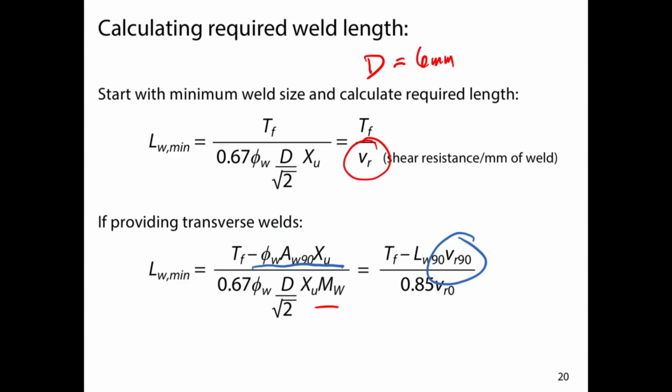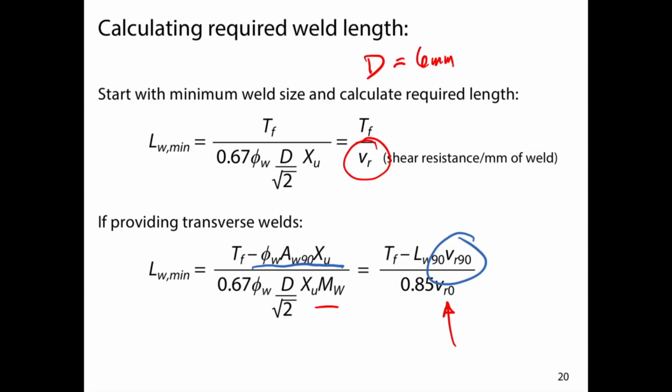If I use the little VR values, I've got a VR for the welds at 90 degrees. I've got a VR value for the welds at 0 degrees. And I can pull these from a table that I'll show you here in a second, and I can use that to calculate the length of weld required. So we've got two options here. We can do only longitudinal welds, easiest, and we could do transverse and longitudinal welds.